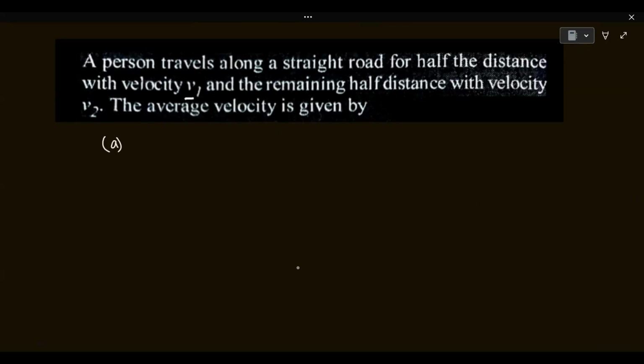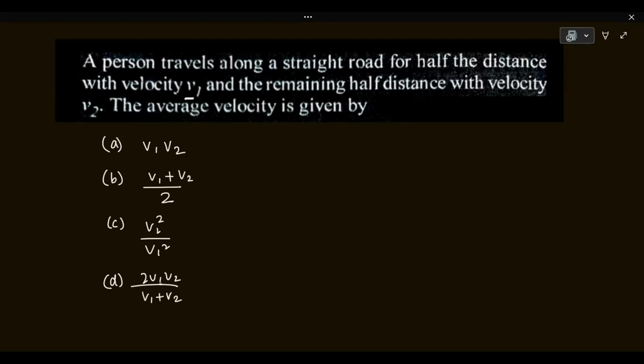Okay. You know what? For this one, I'll also give you options. Let's say the first option is V1, V2. Second option is V1 plus V2 by 2. Third option is V2 square by V1 square. Fourth option is 2V1 V2 divided by V1 plus V2. Guys, please tell me which one of these options is correct.